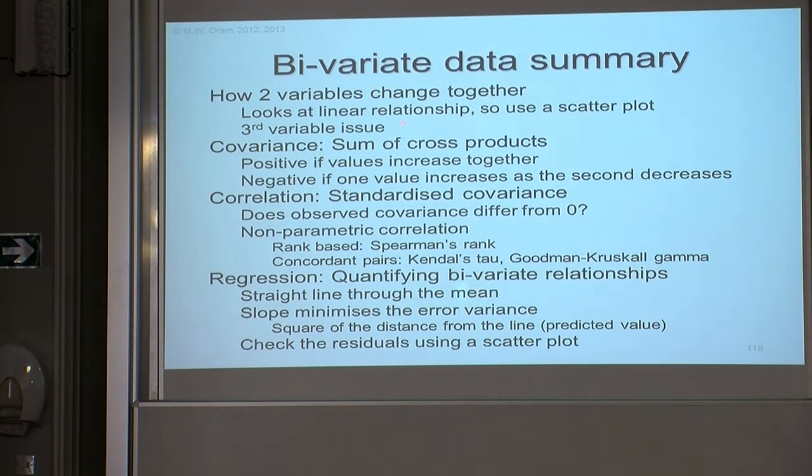Okay, always think of the third variable issue. Covariance is the sum of the cross products. Okay, positive if the values increase together, negative if they decrease. The correlation coefficient is standardized covariance. Okay, and you're asking, does the observed covariance differ from zero?